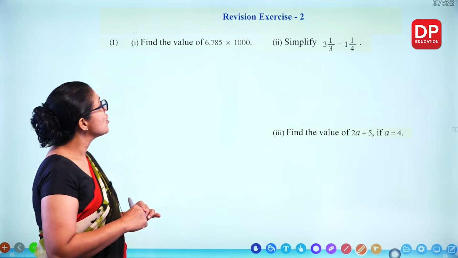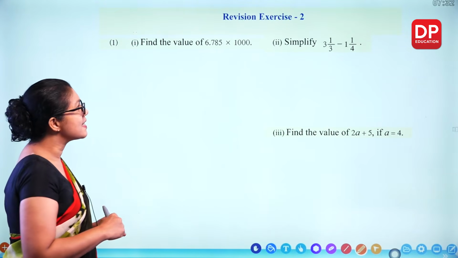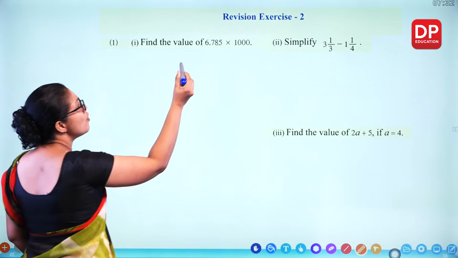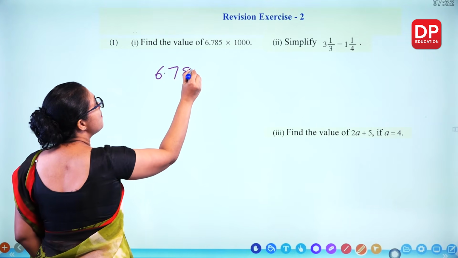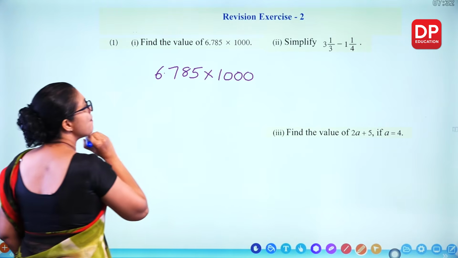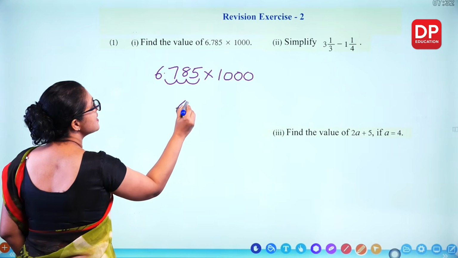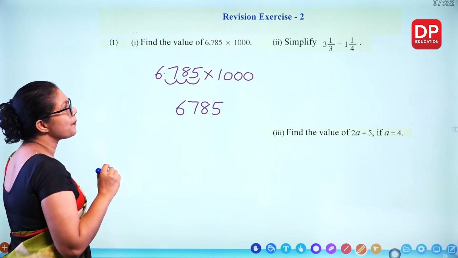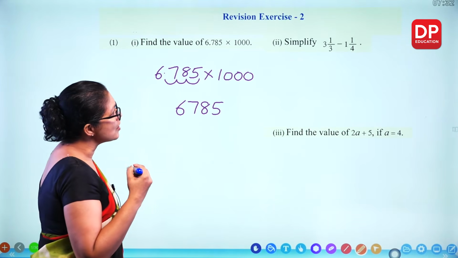We'll see question number 1. Find the value of this. So this is decimals. So what's the answer? Multiply by 1000. Move the decimal place 3 places to the right when you multiply by 1000. 1, 2, 3. So what's the answer? 6785.